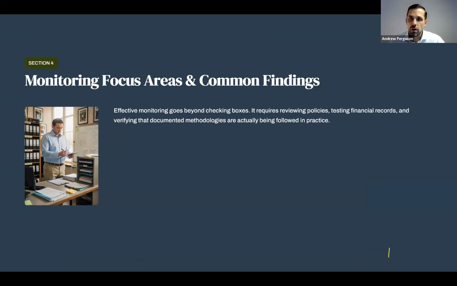All right, so monitoring focus areas and common findings. Effective monitoring, I'll read off the slide here, goes beyond checking boxes. It requires reviewing policies, testing financial records, and verifying that documented methodologies are actually being followed in practice.